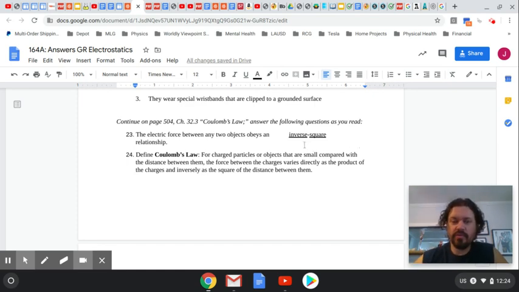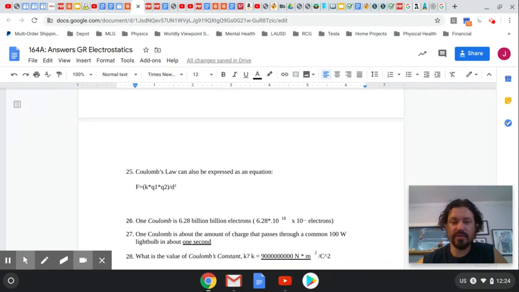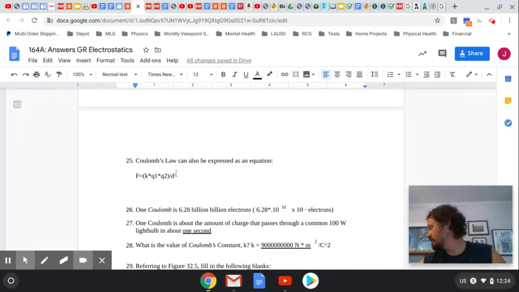And so when forces decrease with distance, that's an inverse relationship. And it actually turns out that the force decreases with the square of the distance. And so it's an inverse square relationship. And so that looks like this: the force is equal to a constant times one charge times the other charge divided by the square of the distance between those two things.